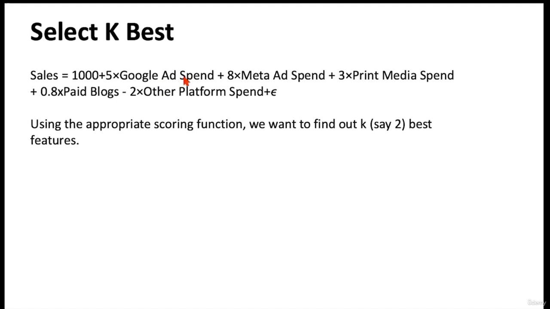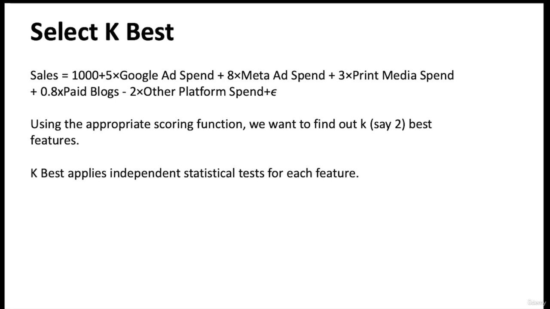In order to do this, we have to take every single feature, let's say Google Ad spend, and we have to check how strongly does it explain sales. Then we have to take the Meta Ad spend and see how strongly does it explain sales. So there would be scoring functions for each independent variable and dependent variable combination. Using that scoring function, we'll be able to find out a ranking. Now, the ones which get the best ranks will be the ones that will be shortlisted. Thankfully, all of this is done by the algorithm. We just have to give the appropriate input. So how does it work? We're going to calculate the independent statistical test for each feature.